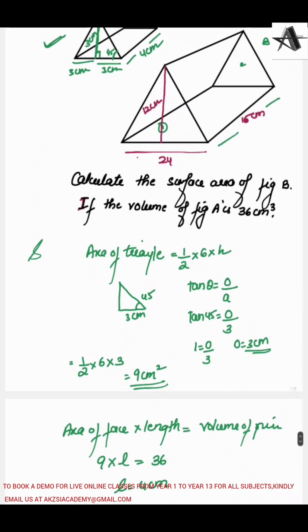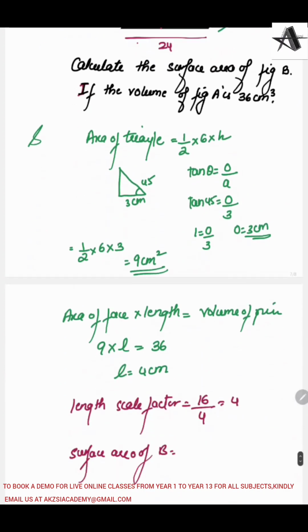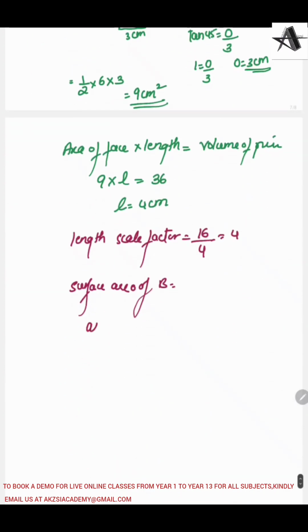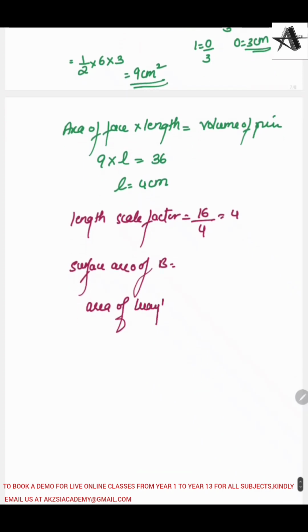So the surface area of B is the area of the triangles plus the rectangles. The area of a triangle is half times base 24, height 12. This will give you 12 into 24, and there are two triangles, multiplied by 2, which will give me 288 centimeters squared.